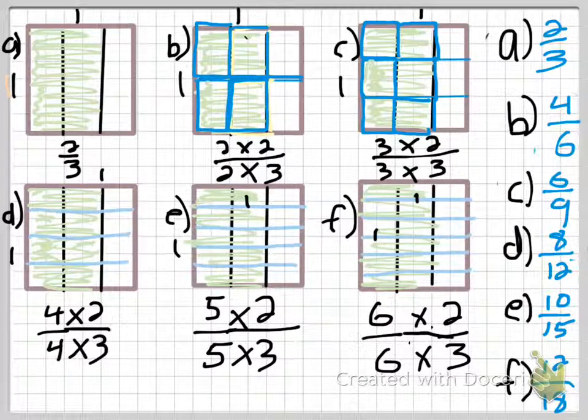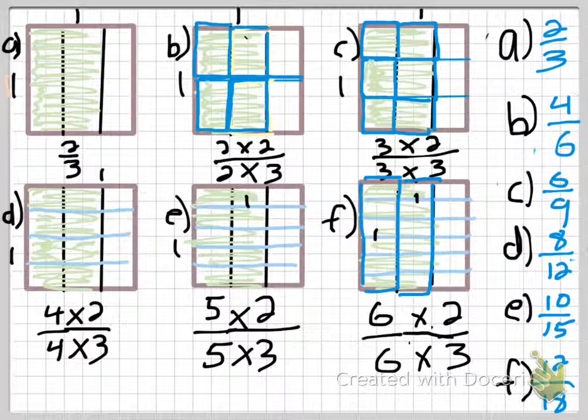But we can still view each of these as 2 over 3. Even though figure F has so many regions, this is still 1/3. This is still 2/3. Therefore, the figure can also be looked at as 2/3. So these are all equivalent. These are all equivalent fractions, we can see.